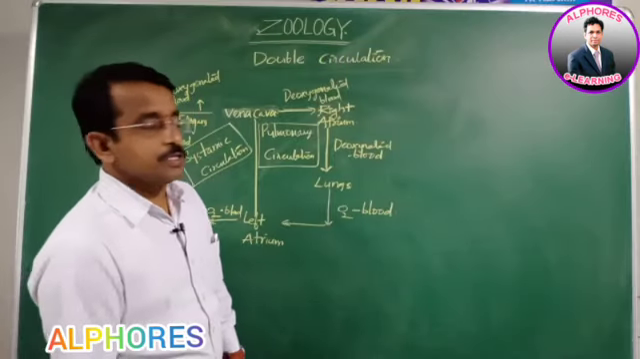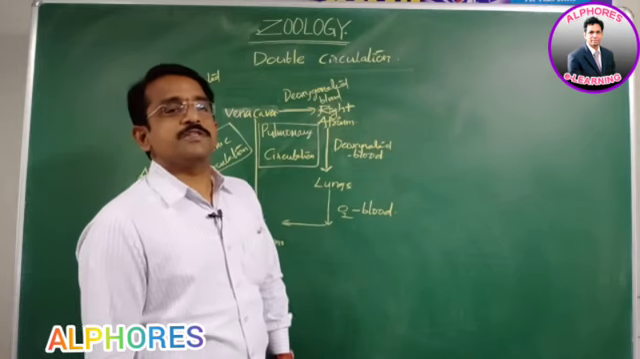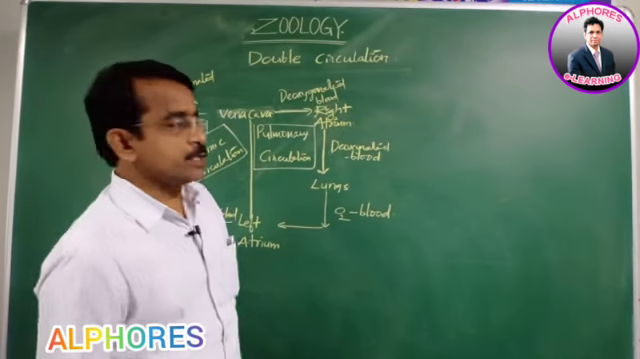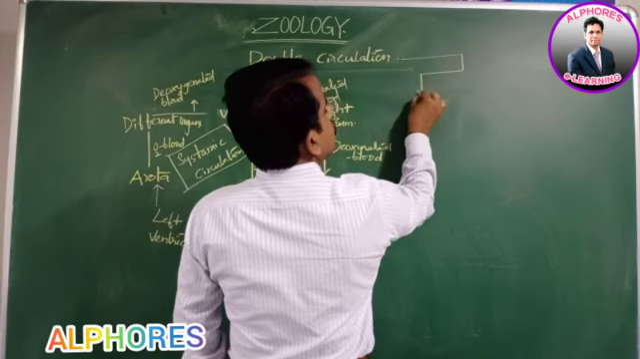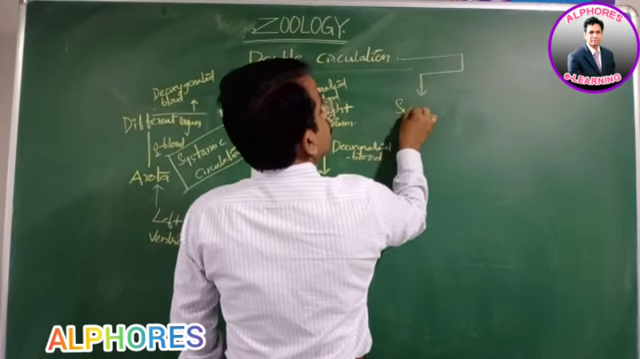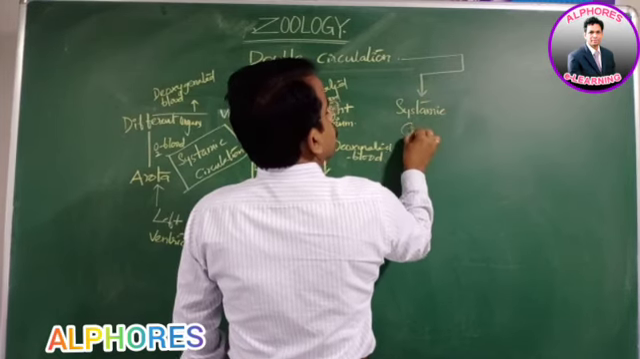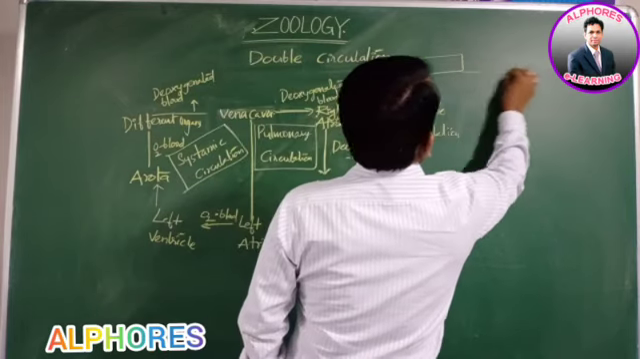Now we'll go for double circulation. Complete double circulation is exhibited by aves and mammals. Complete double circulation involves 2 types of circulation. One is named the systemic circulation, and the other is the pulmonary circulation.